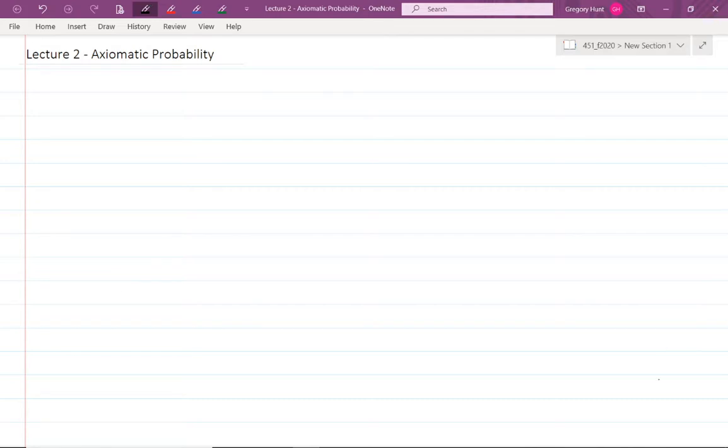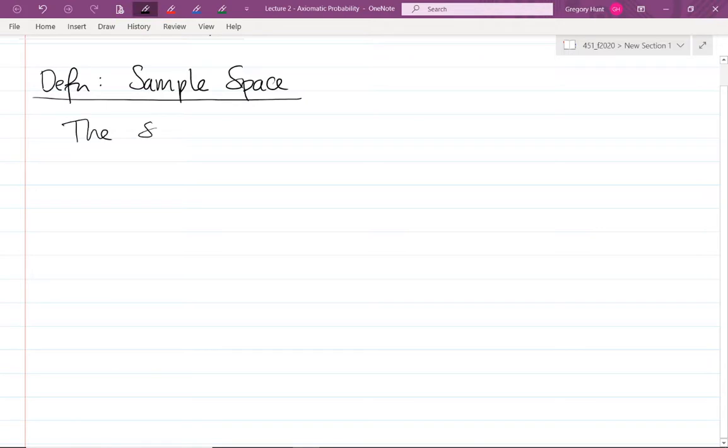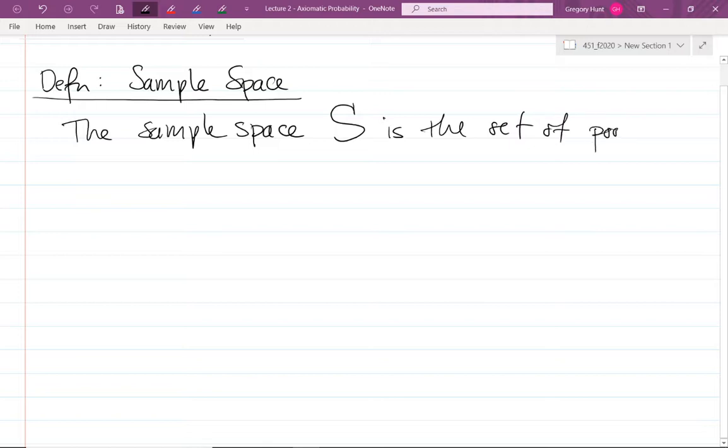So in this lecture, we're going to start off by defining the most simple, basic item in probability theory, and that is the sample space. So our definition of a sample space: the sample space, typically in this class, we're going to denote as a capital script S. And this is going to be the set of possible outcomes.